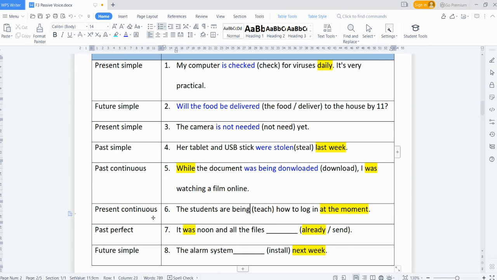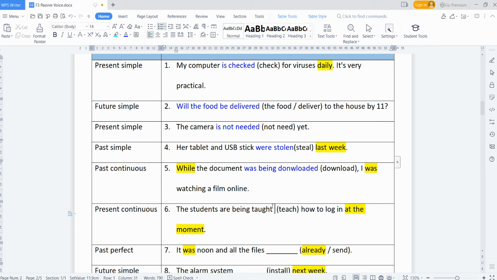Okay, you can refer back to the second table that we discussed earlier. The students are being, past participle for teach is taught, are being taught. The students are being taught how to log in at the moment.